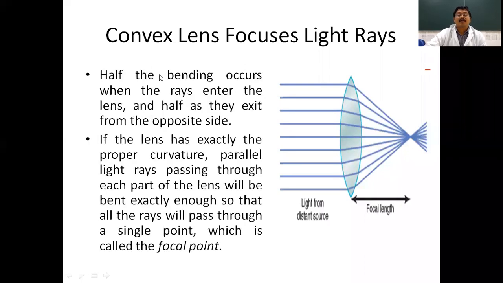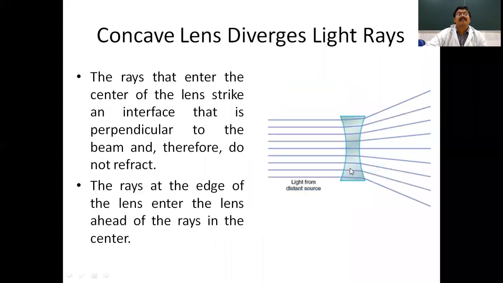Whenever light rays enter the converging lens, half of the bending occurs when the rays enter the lens, and half whenever they exit to the opposite side. The lens bends the parallel rays exactly enough so that all the rays pass through a single point, which is called the focal point.